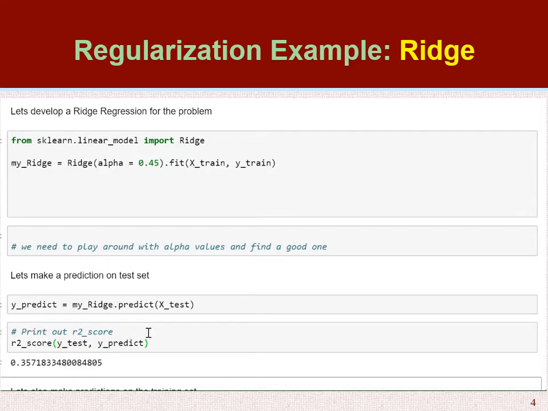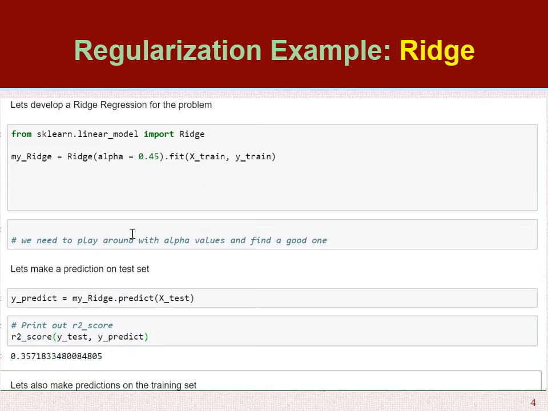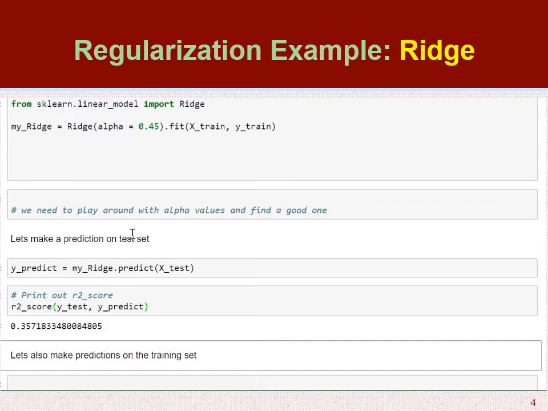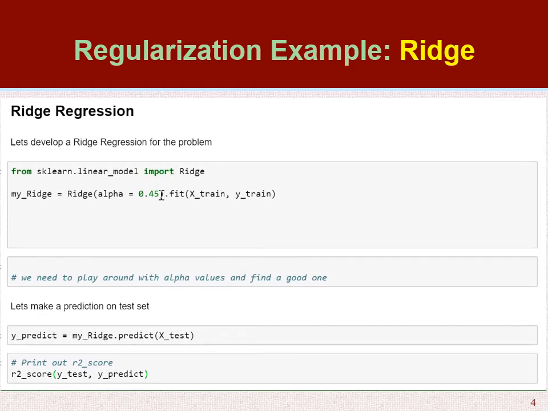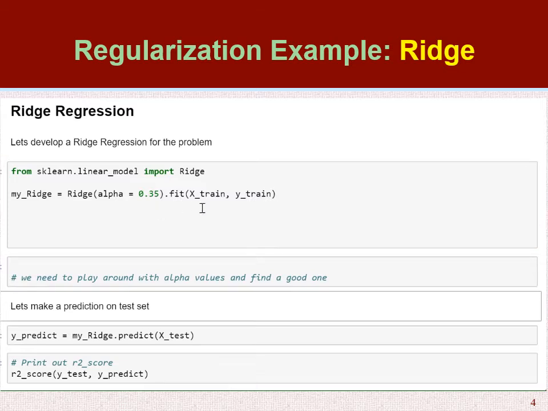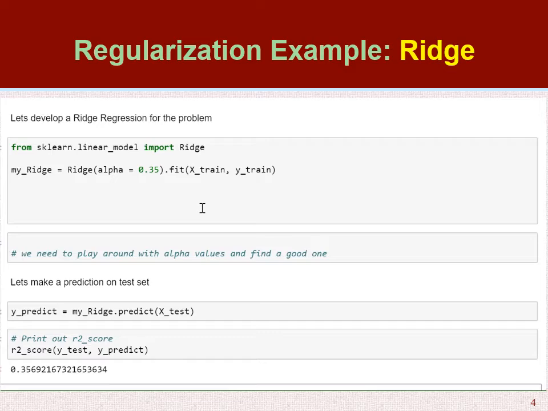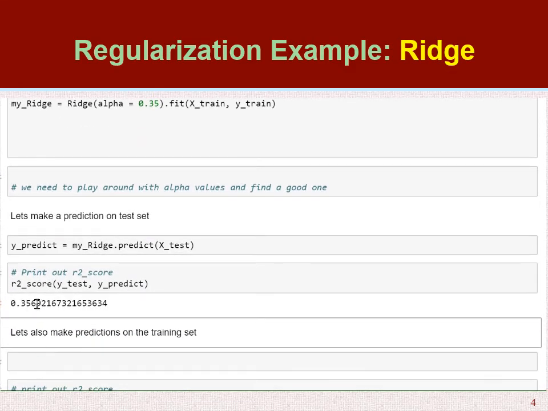That's about 35%, and here we had about 33%. So it actually improved a little bit, about 2% improvement. We can play around with the values of alpha. So here, for example, let's change it. Let's for example decrease it to 0.35. So I'm gonna rerun this. The R2 score value decreased a little bit.